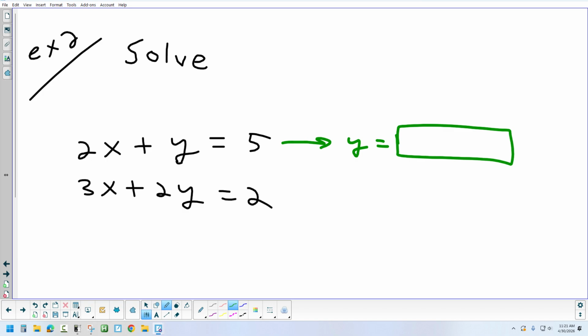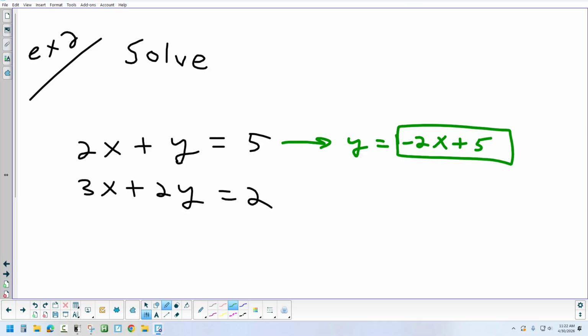Negative 2x plus 5. Yep, negative 2x plus 5. It would have been perfectly fine if you wrote it as 5 minus 2x. We're not really concerned with y equals mx plus b, but that's always a good way to write it. So that's good. All right, so we solved the top equation for y.